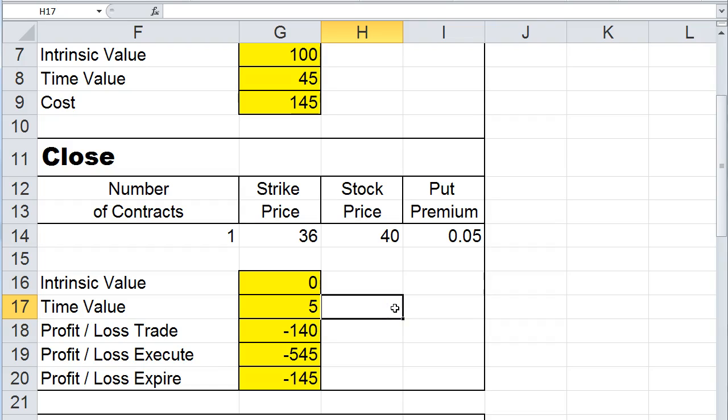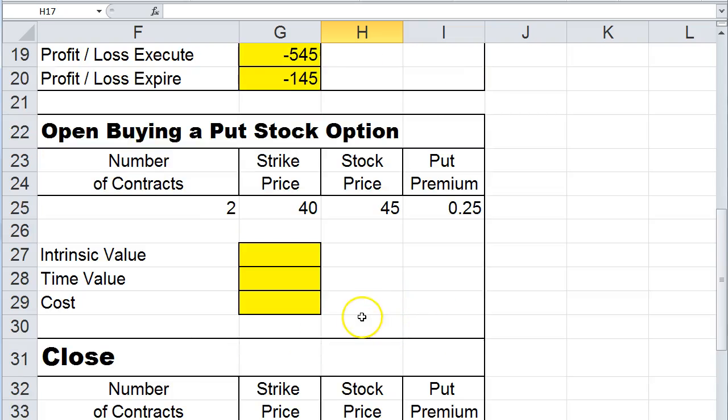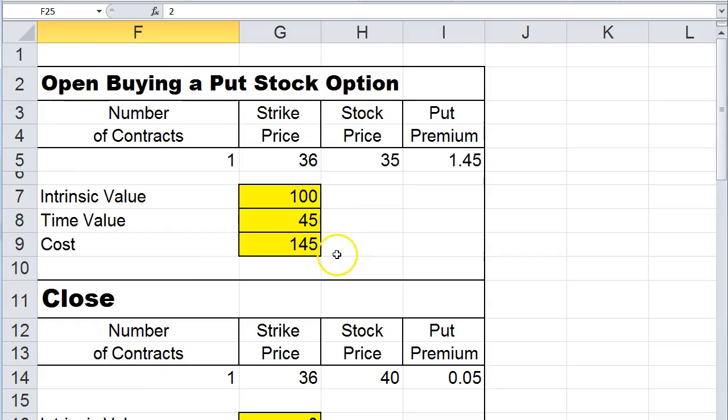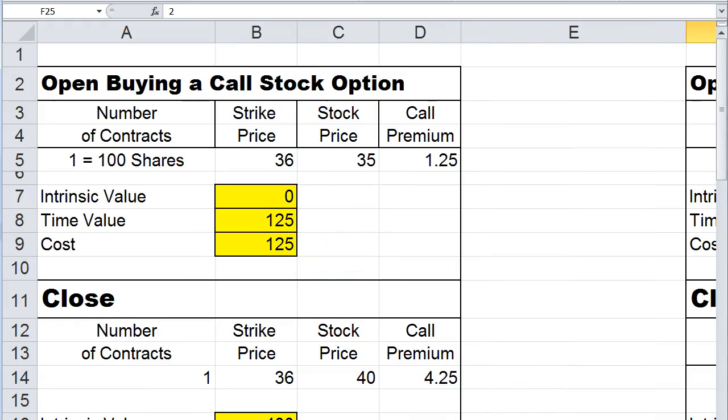Now again, if this is confusing you, if you're having a hard time grasping these concepts of the spreadsheet, it might mean that you haven't read over the chapter thoroughly. So please read over that chapter. And then again, the second example below this will be 2 contracts. So you would use 200, not 100 shares, on the formulas. Okay, so that's a quick overview of how to complete this options handout part 1.